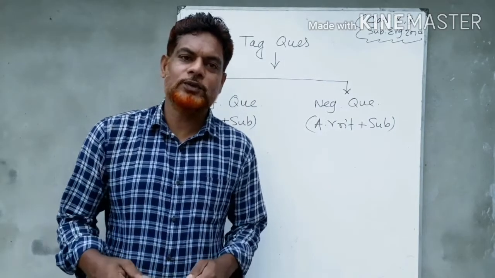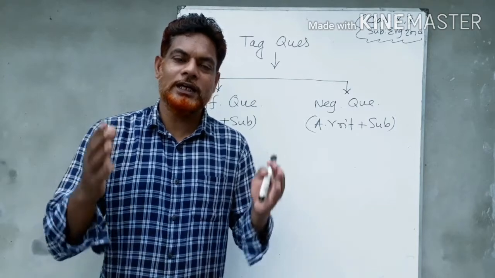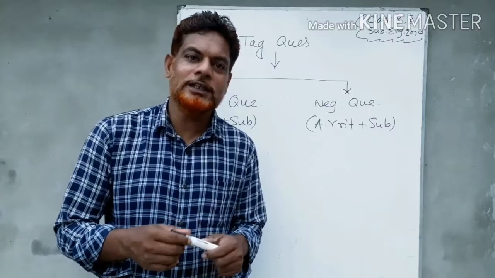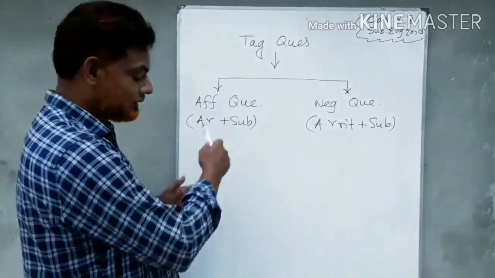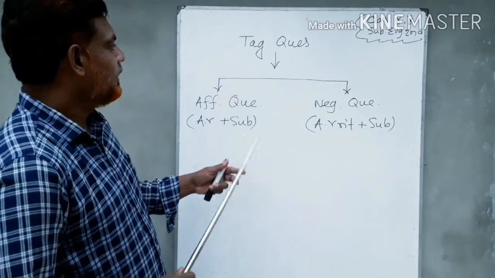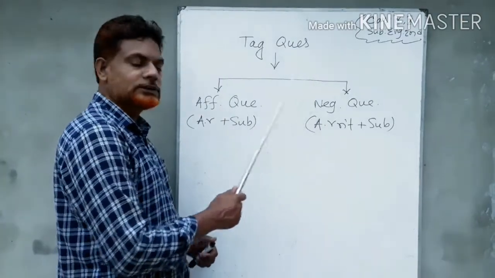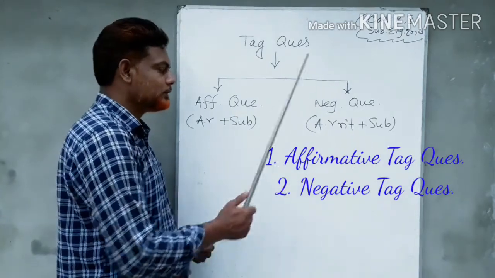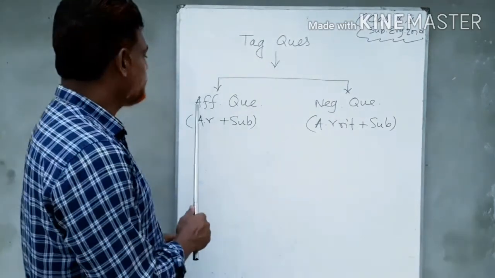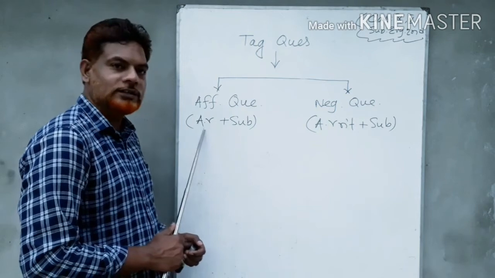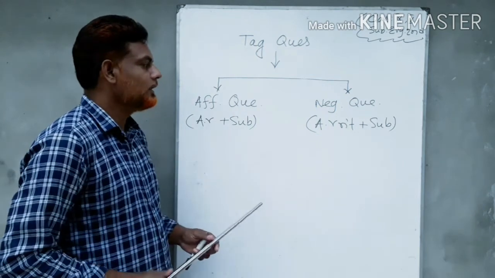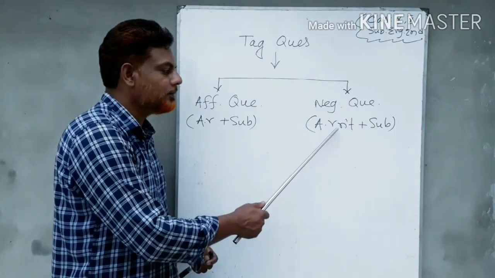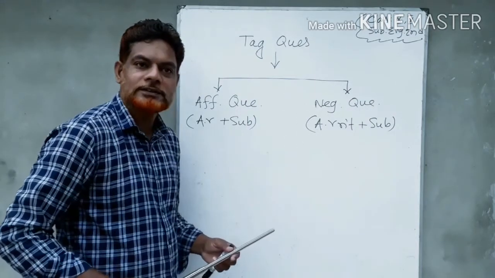Dear students, before learning to add a tag question with a statement, let's see how many types of tag questions there are. There are two types of tag questions. One is the affirmative tag question and the other is the negative tag question. The structure of the affirmative tag question is auxiliary verb plus subject, and the structure of the negative tag question is auxiliary verb plus n't plus subject.